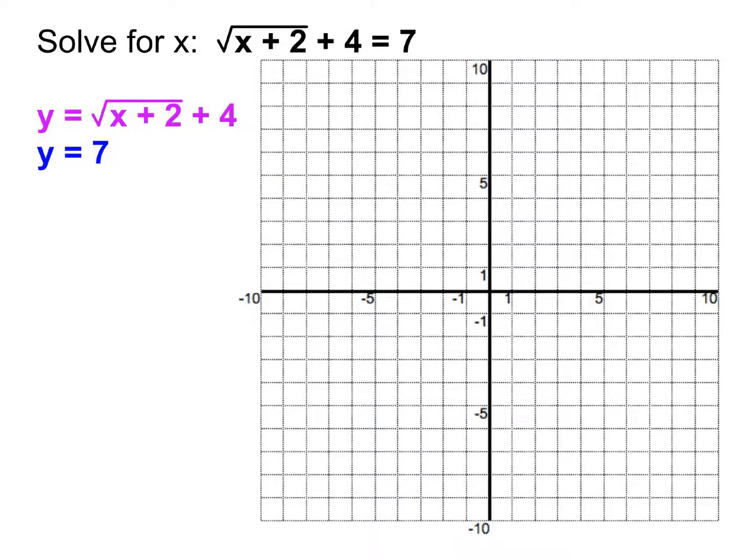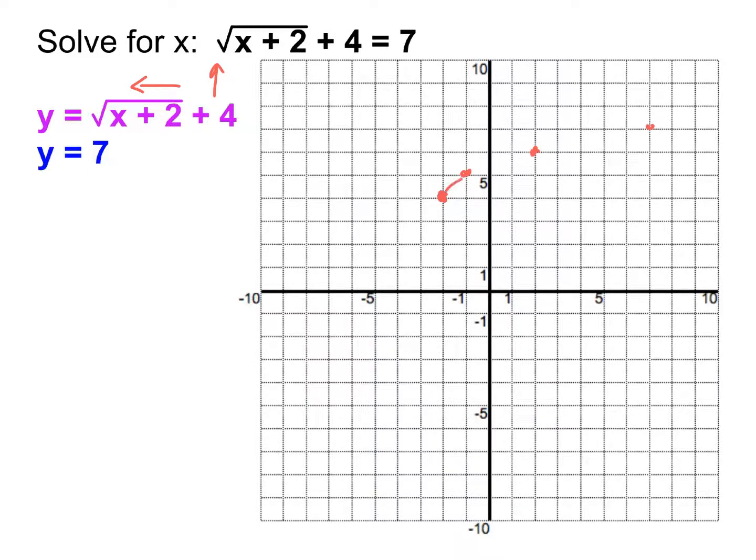So I'm going to start by graphing y equals square root of x plus 2 plus 4. The plus 2 moves it which way, left or right? It moves it to the left. The plus 4 moves it which way? Up. So I go left 2, up 4, plot a point, and then it's square root. This is why you have to know what the square root graph does. You have to be able to plot each of those points and make a nice, accurate graph out of it.